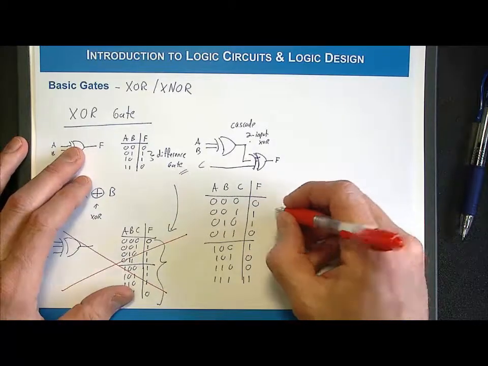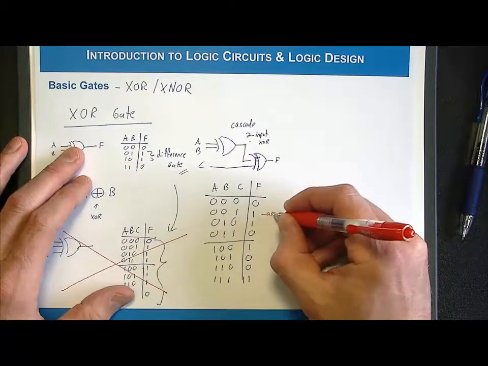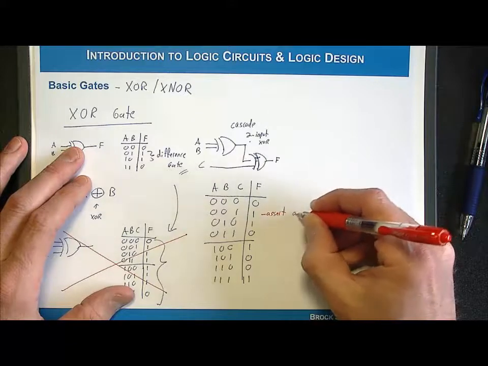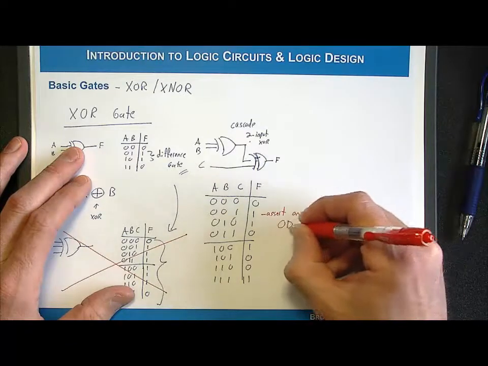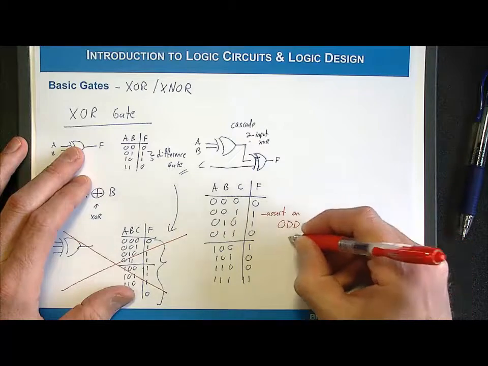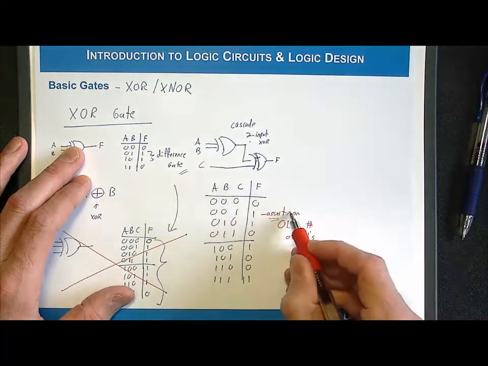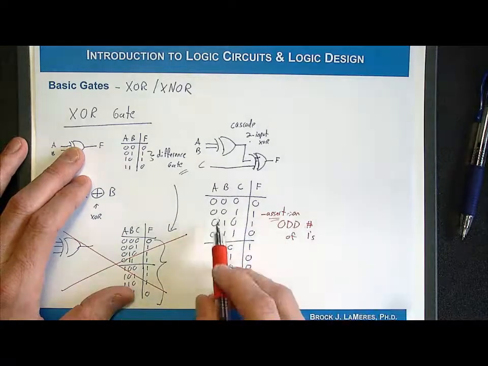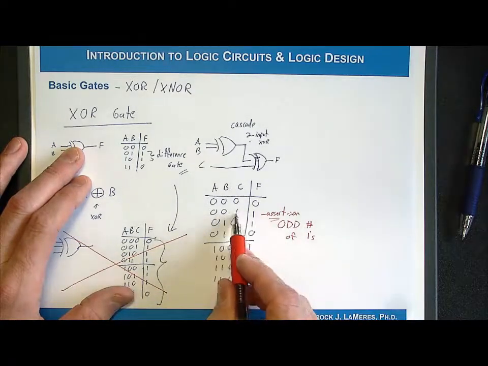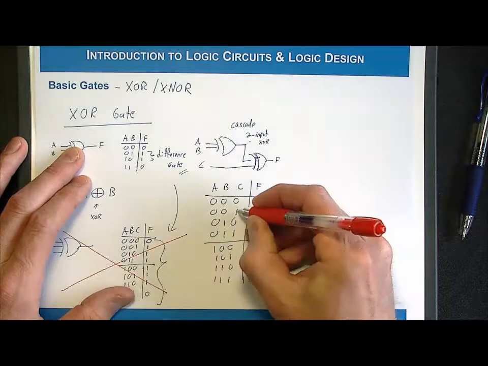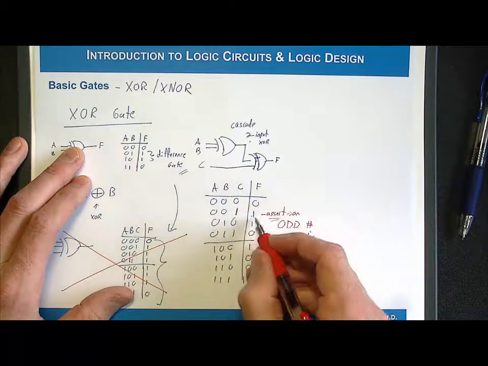So this will actually assert when you have an odd number of ones. So it will assert when you have an odd number of ones. So for example, if you look at row 1, you had 1, 1. So that means that you had an odd number and it asserted.